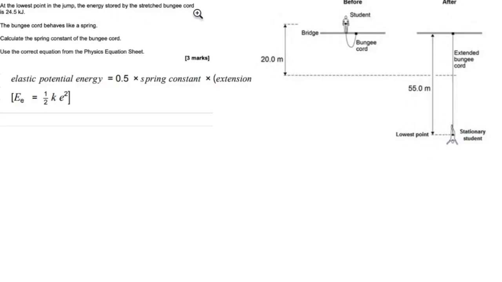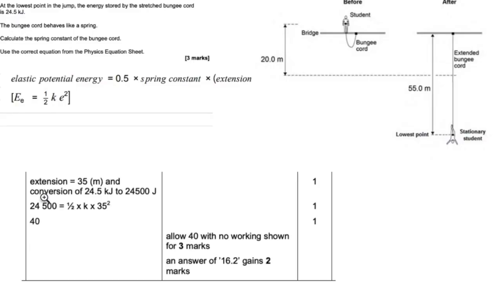So in our question it says the energy stored in the bungee cord is 24.5, so that's the elastic potential energy. However, 24.5 is in kilojoules and the SI unit of energy is joules, so we'll have to convert that into joules by multiplying it by 1,000. Let us now look at the mark scheme. In the mark scheme, the extension is 35 meters.